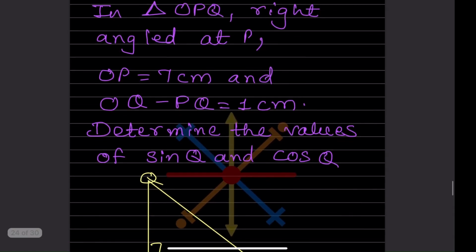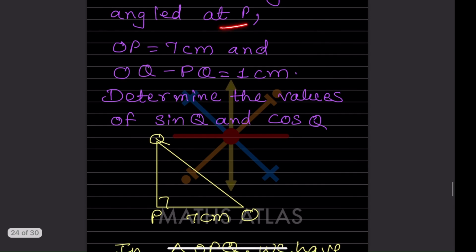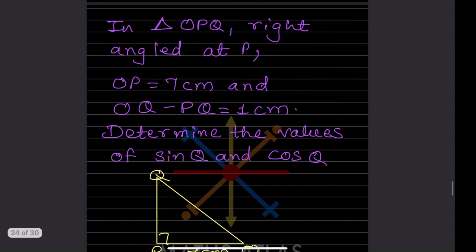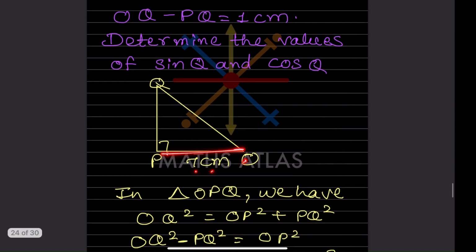So in the next question, they said in triangle OPQ, right angle at P, OP is equal to 7 centimeter and OQ minus PQ is 1 centimeter. And you have to determine the values of sine Q and cos Q. Now look at here. Because they said right angle at P, this is very important. So the right angle should be here, and here you should write P. And OP is given as 7. So here you can write this is OP, that is given as 7.